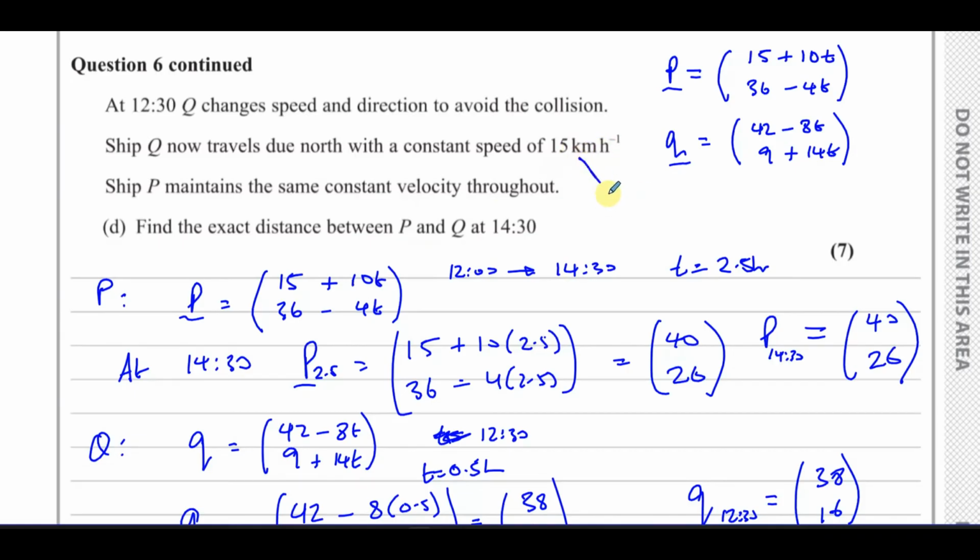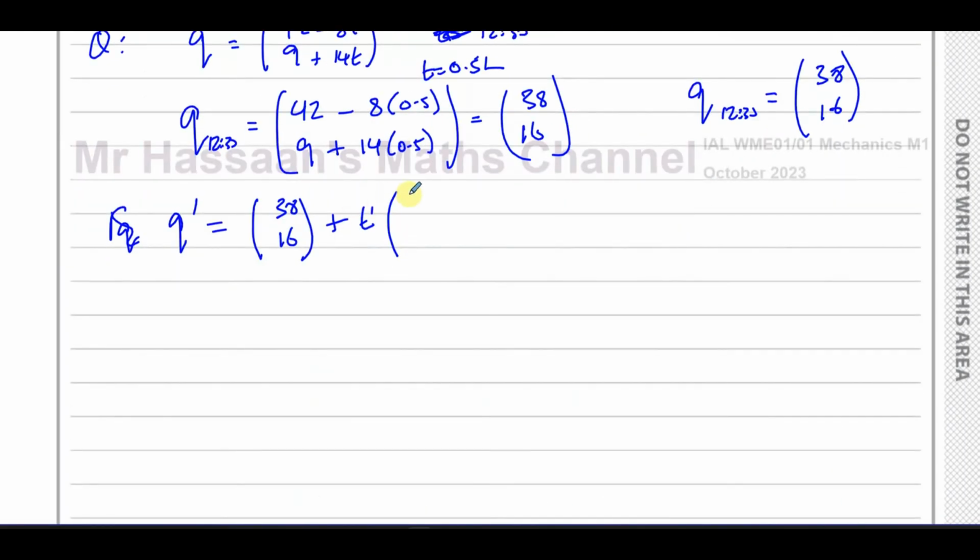So the velocity vector of this, the velocity of vector Q dash, is going to be due north, so 0 horizontally and 15 straight up, 0, 15. That's going to be its velocity vector now. So 0, 15 is its velocity vector.